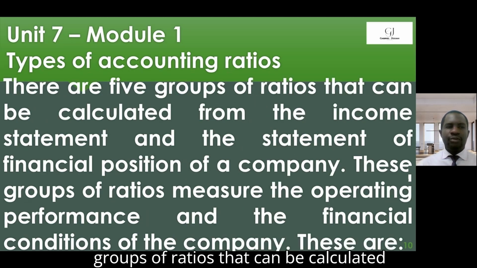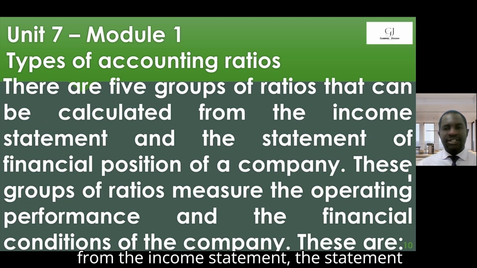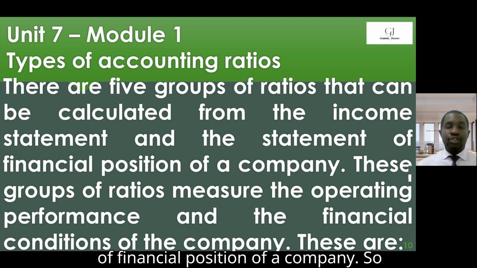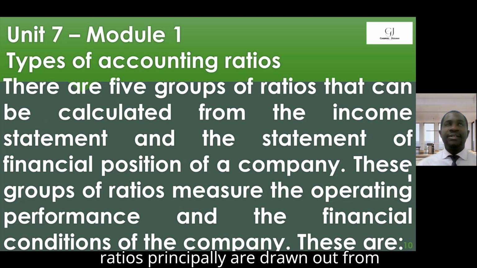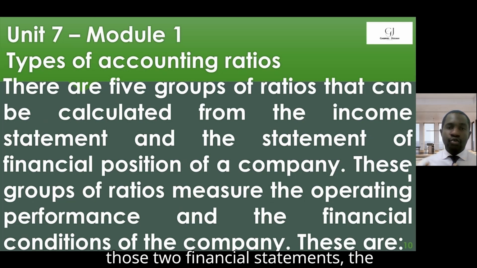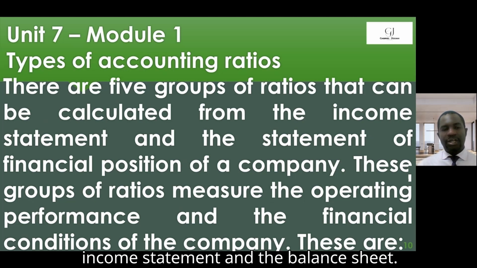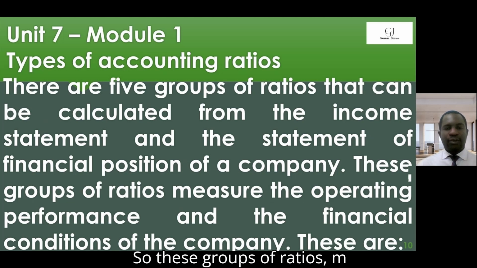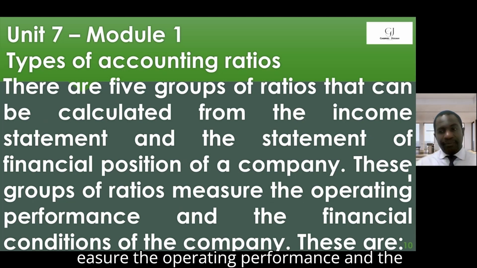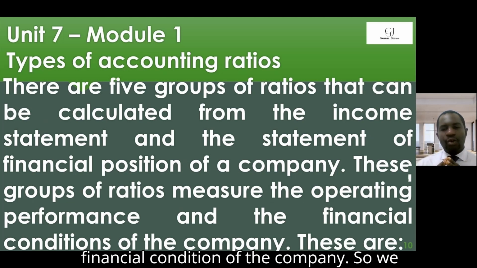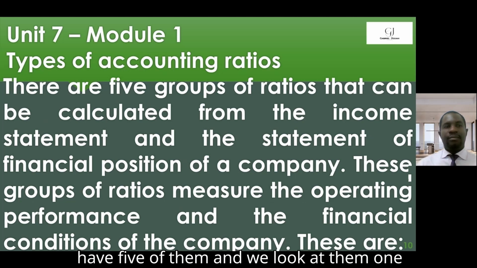Now, there are 5 groups of ratios that can be calculated from the income statement and the statement of financial position of a company. So ratios principally are drawn from those 2 financial statements, the income statement and the balance sheet. These groups of ratios measure the operating performance and the financial condition of a company. We have 5 of them, and we'll look at them one by one.